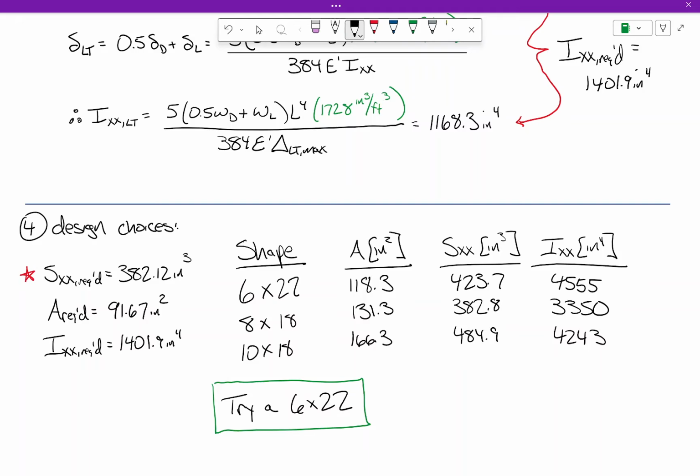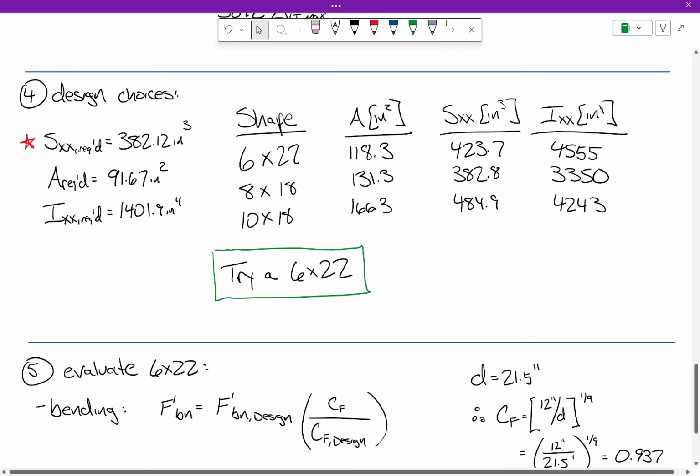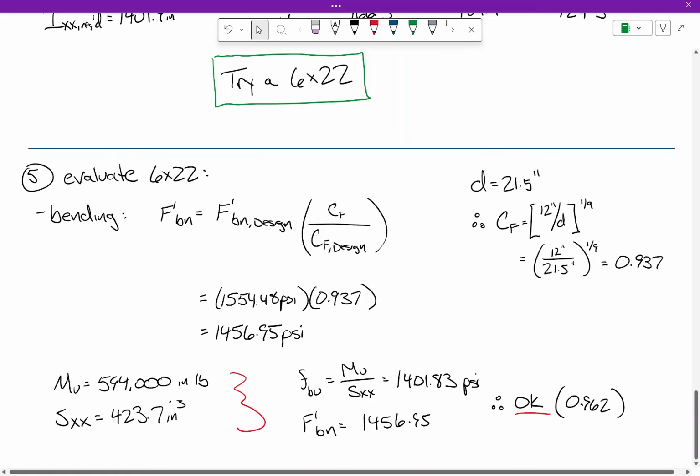And I put the star here on the section modulus because of those three, I think what might be easiest is to start by looking at the section modulus values, and then pick a value here and make sure these work, which they do. So, for example, in the case of the 6x22, its area is bigger and its moment of inertia is bigger. So pretty straightforward. So we have a trial shape. Now that we have a trial shape, let's go ahead and start evaluating. So we're evaluating the 6x22.